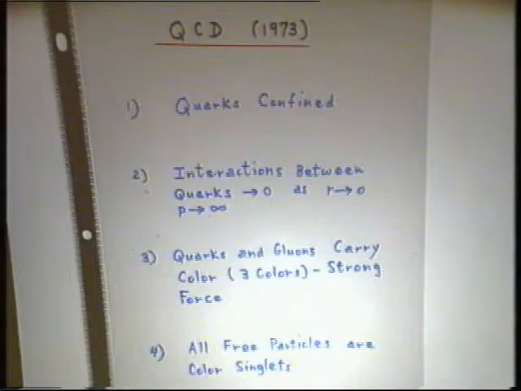And the thing about that is that this made the application of the impulse approximation in the lepton scattering experiments more reasonable. In addition, quarks and gluons were said to carry color, which was the strong force charge. There were three colors. And all three particles were color singlets, and therefore you could not see a quark by itself anywhere.